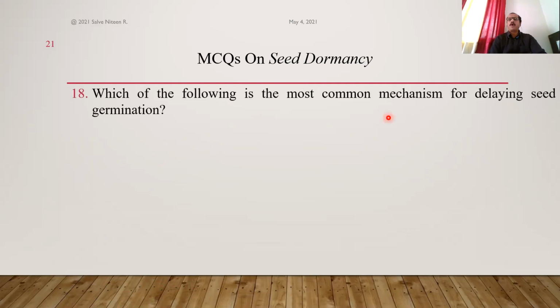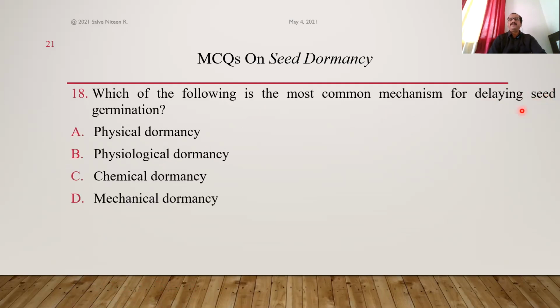Which of the following is the most common mechanism for delaying seed germination? To delay seed germination means seed dormancy. Seed germination is delayed in seed dormancy. So this is an indirect question. The direct question is, which is the most common type of seed dormancy, the very common, frequent, general type? This is an important question. You have to remember that physiological dormancy is the most common type of seed dormancy found in plants. B is the answer.